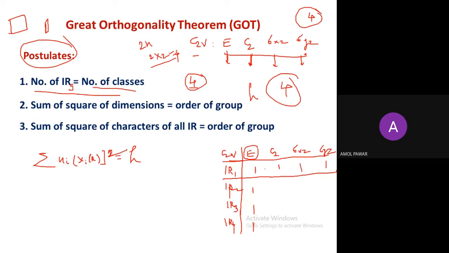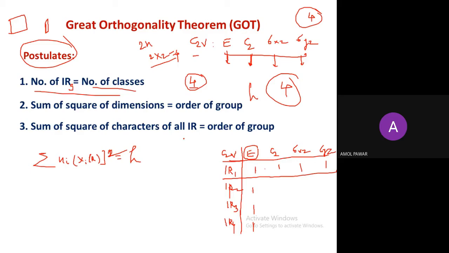Sum of square of characters of all irreducible representation is equal to order of group. Here N is the class, so we have to consider the class. Here the classes are E, C2, sigma xz, and sigma yz. Okay, so the rule is sum of square of characters. Which characters? These characters that we have to write here in IR1, IR2, IR3 and IR4.